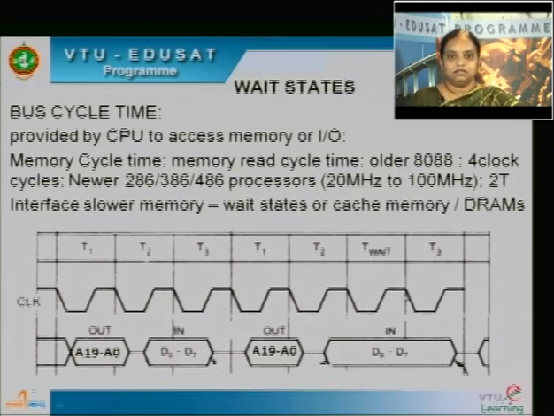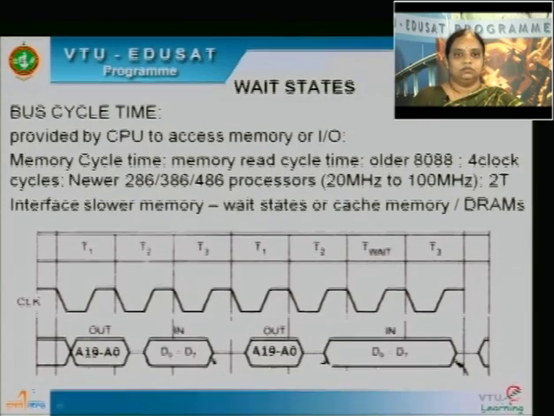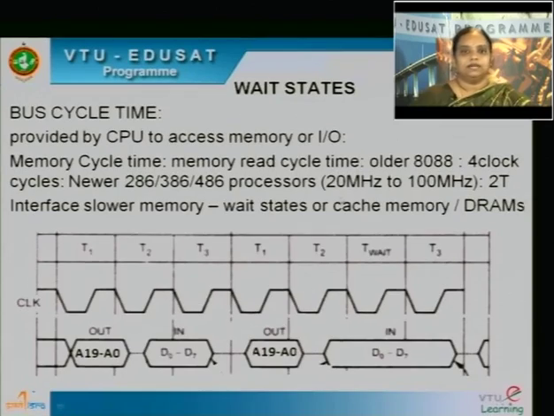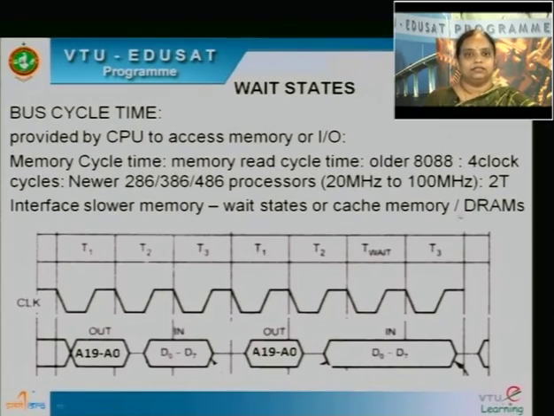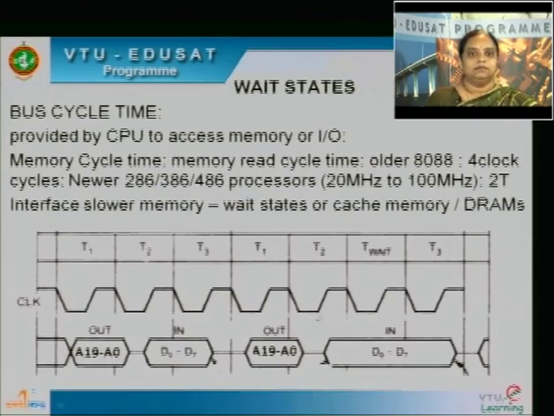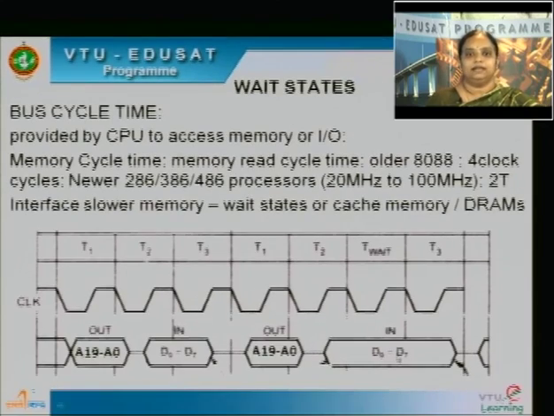And if the memory is still slower, instead of 1 wait state, you may have to increase it to 2, 3, etc. So you can use wait states, or you can use another solution like faster memories such as DRAMs or cache memory. These are the other techniques to access faster. But the simplest one is inserting wait states. Wait states are inserted as soon as you put the address on the address bus, and you wait till the data is available on the data bus.